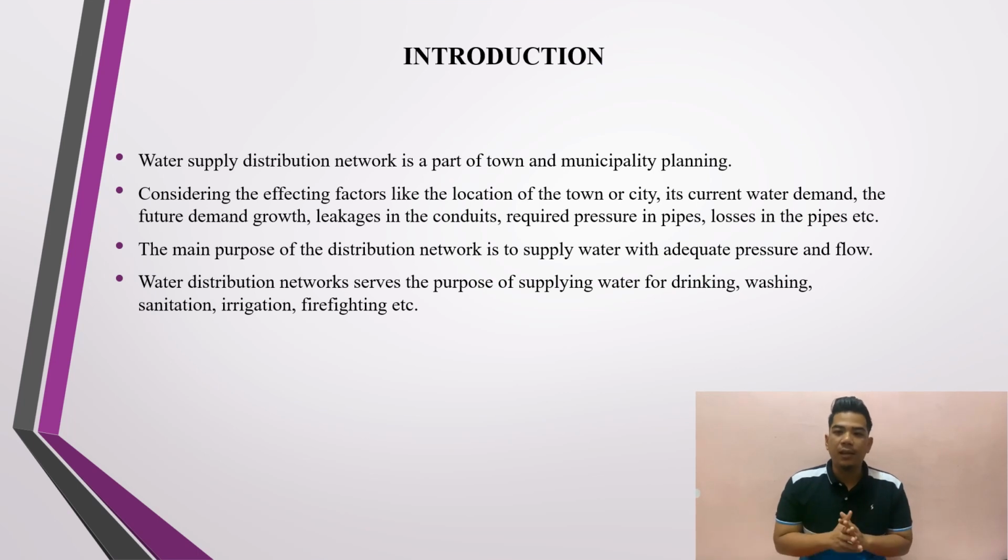Introduction for this case study: water supply distribution network is a part of town and municipality planning, considering the affecting factors like the location of the town or city, its current water demand, the future demand growth, leakage in the conduits, required pressure in pipes, losses in the pipes, and many more. The main purpose of the distribution network is to supply water with adequate pressure and flow. Water distribution network serves the purpose of supplying water for drinking, washing, sanitation, irrigation, firefighting, and many more.